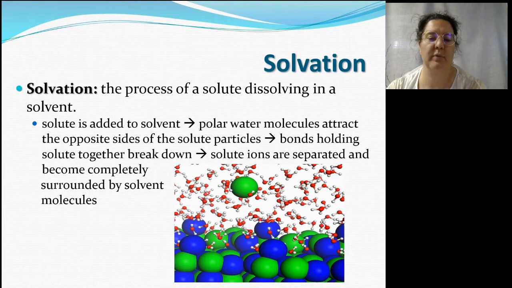So the sodium chloride would be put into the water, the ionic bond would be broken down, and then the positive metal cation would be attracted to the negative end of the water molecule, and the negative anion attracted to the positive end of the water molecule.